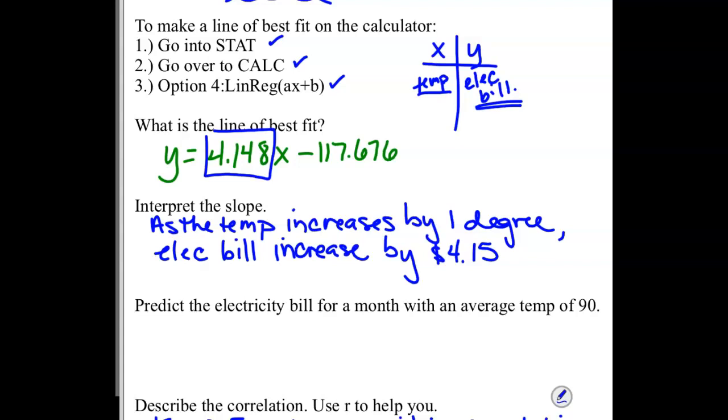Okay, so again, it's your y value, the cost of the electric bill, divided by the x's, your temperature. Remember, slope is change in y over change in x. So we're looking at our y units, our dollars, and our temperature is degrees. So again, it's $4.15 per degree of change in temperature.